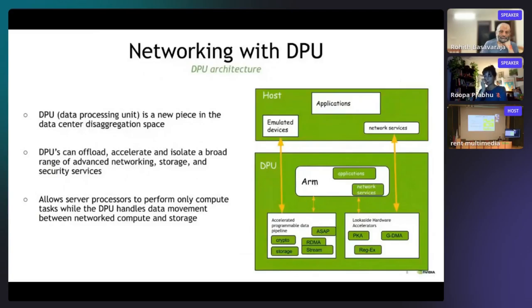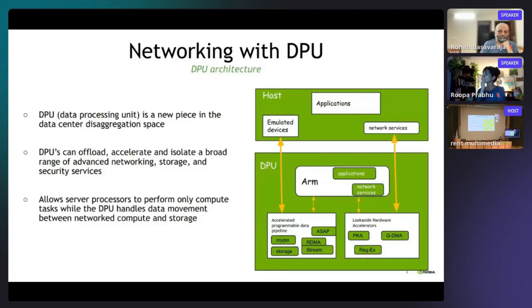Now let's dive into the DPU, right? DPU, as you might have heard, is a new piece. It's a data processing unit. It's a new piece in the whole data center disaggregation space. So DPUs can offload your hardware, accelerate your broad range of network services or storage or security services. The whole idea is your server processors are free from having to run infrastructure services. So this is a picture of the DPU on the right.